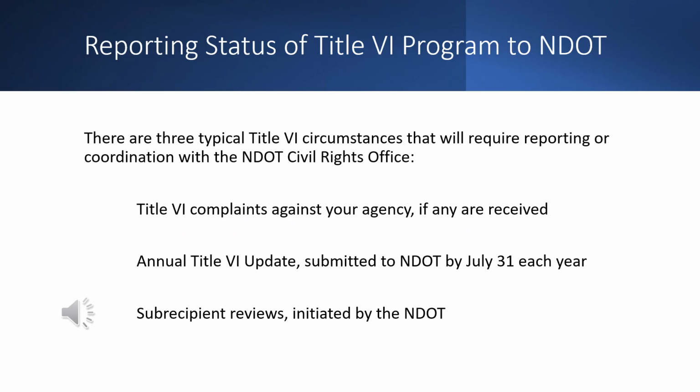As I mentioned earlier, there are 3 typical Title VI situations that will require reporting or coordination between a local agency and the Nebraska DOT Civil Rights Office. The first is Title VI complaints against your agency, if any are received. I spoke about this just a few moments ago on the slide about complaint procedures, and so I won't go back into it now. Also, the annual Title VI update, which is submitted to NDOT by July 31st of each year, and then finally subrecipient reviews, which are initiated by the NDOT.